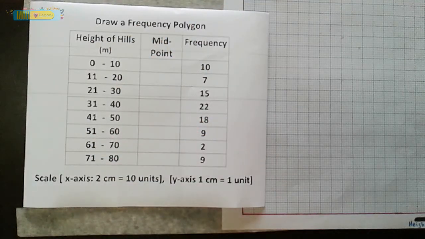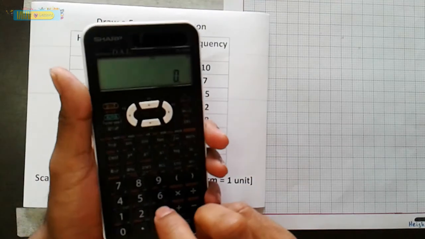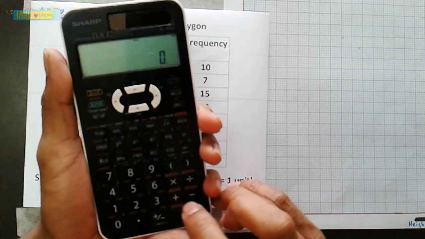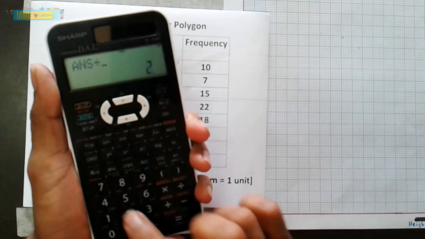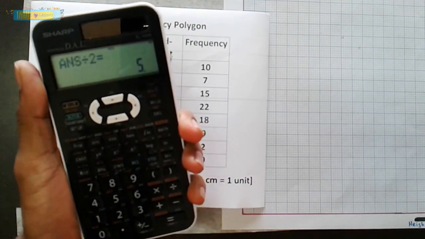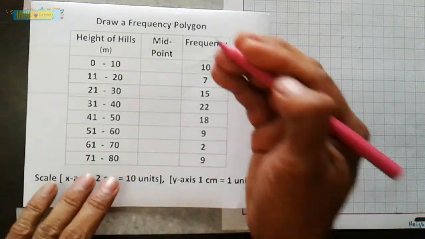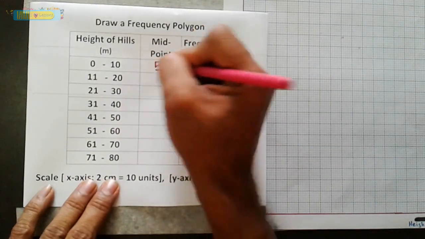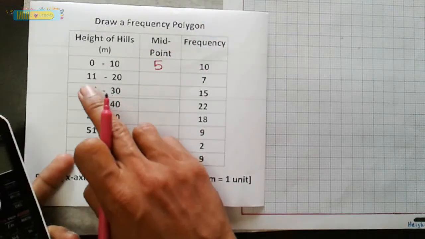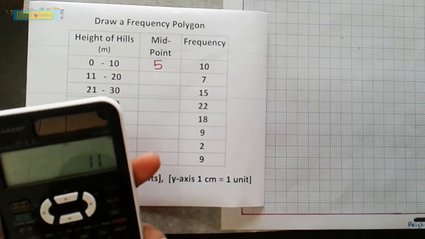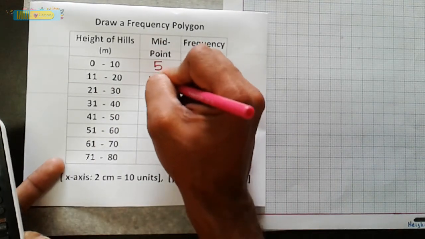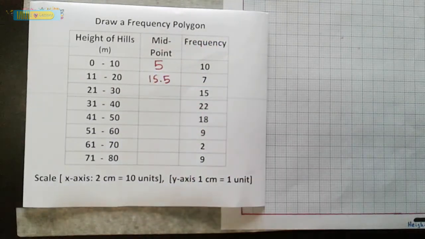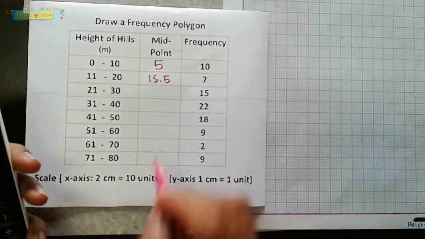So let's do the first one. 0 to 10. So let's just add 0 and 10. When you add 0 and 10, you will get back 10. Just divide that answer by 2. So 10 divided by 2 is 5. And we're going to do the same for the rest. 11 plus 20. 11 plus 20 is 31. 31 divided by 2 is 15.5.